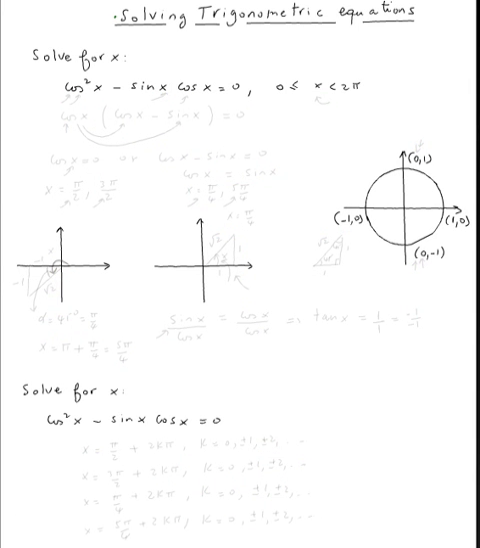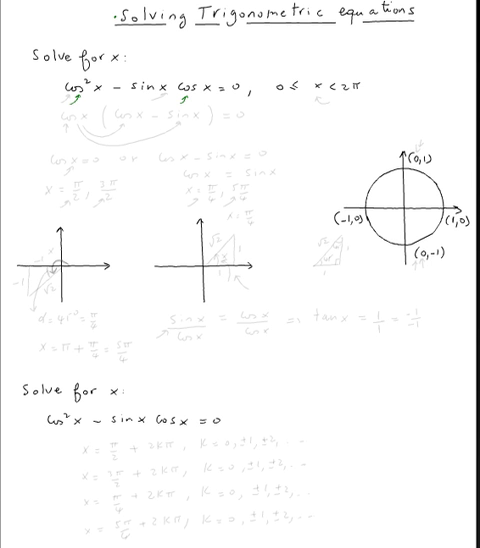The topic is solving trigonometric equations. So let's do the first example. Solve for x: cosine squared of x minus sine x cosine x is equal to 0. Again, you have to be able to see that you can factor a cosine, because there's a cosine here and there's a cosine there.